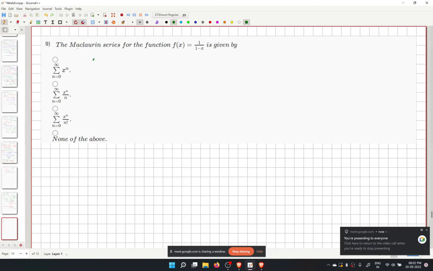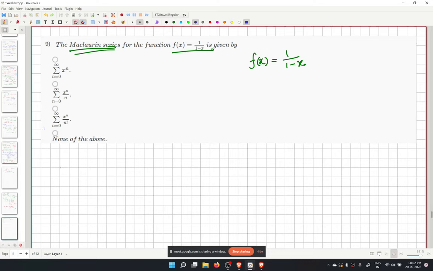which is Maclaurin series expansion for this given function. So our function is f(x) equal to 1 over 1 minus x, and we have to find the Maclaurin series. So we have already done it in the class that for Maclaurin series, this can be written like f(0). So we'll be doing the expansion at a point a, which is equal to 0. Okay. So then the second term is going to be f prime 0, then next term will be f double prime 0, and so on.